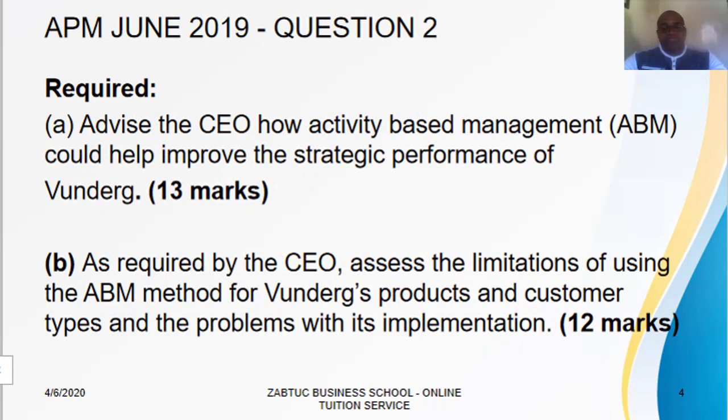So really part B is what this paper is all about, how activity-based management can be used as a tool for performance management beyond the traditional approaches. In June 2019, again, we saw another question. Part A, advise the CEO how activity-based management could help improve the strategic performance of the company. Again, we're going to be able to identify here the benefits of ABM in performance management. And part B was talking about the limitations of using this approach to the company.